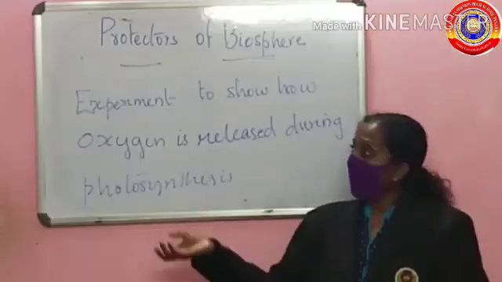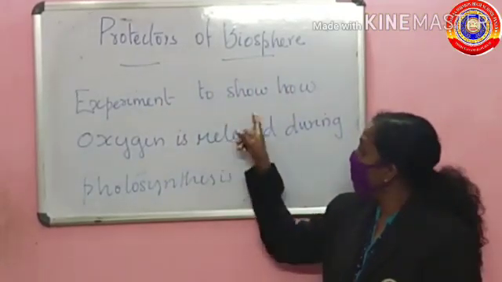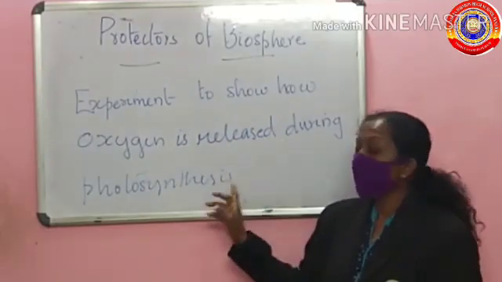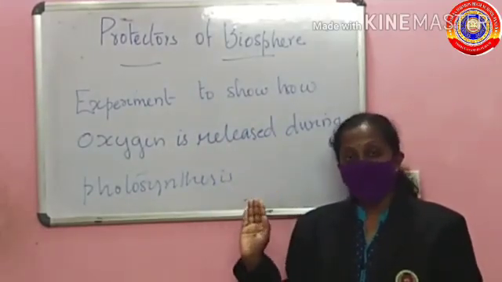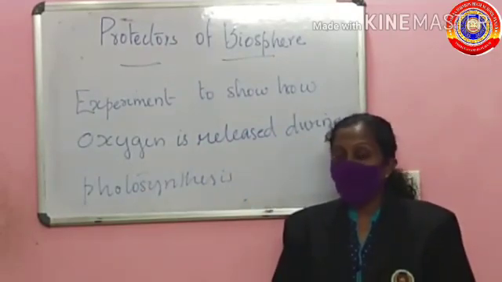Our first chapter, Protectors of Biosphere. Today we will discuss how oxygen is released during photosynthesis. It's a very important experiment. You have to draw the diagram and learn the experiment.